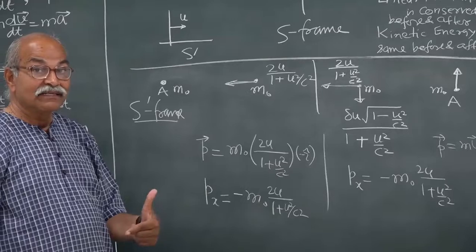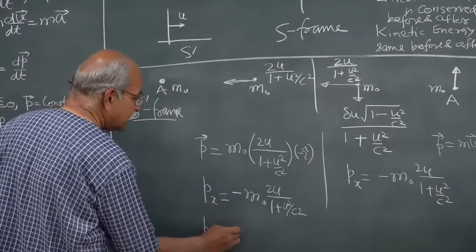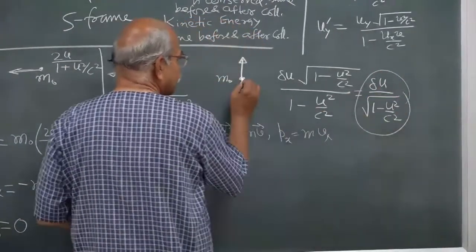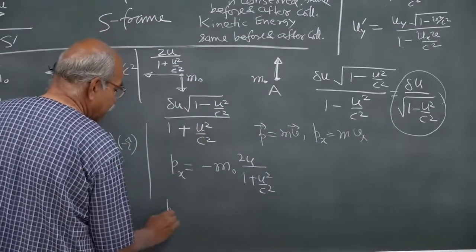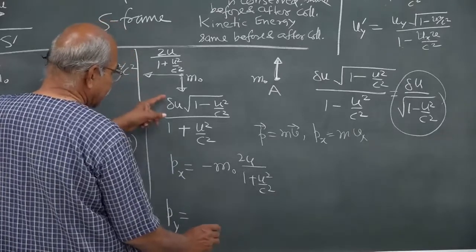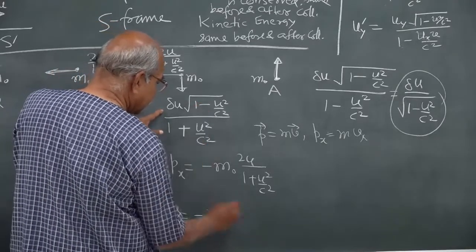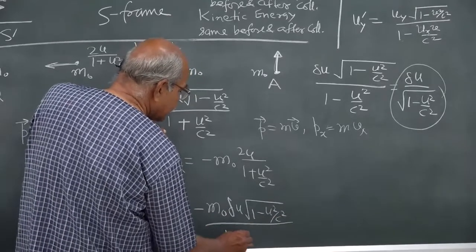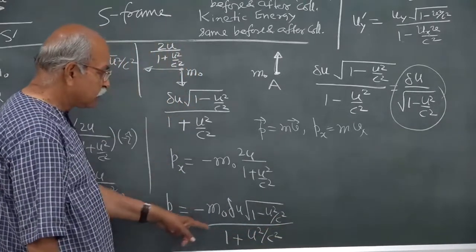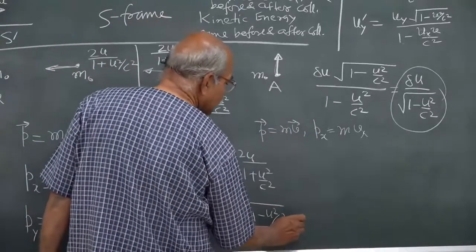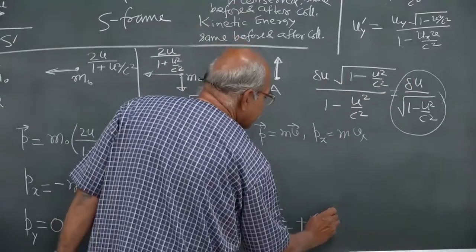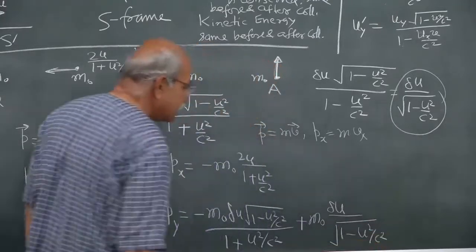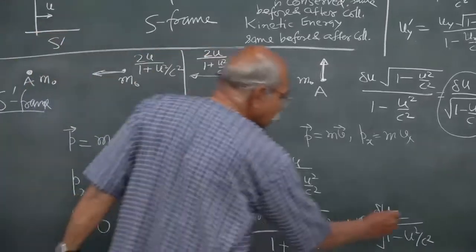What about the y component? The y component here is 0, and the y component here is not 0. Look at the velocity here. This is the speed, this is the y component, and this is the y component. So py does not come out to be 0. It will be minus m naught times delta u and square root of 1 minus u square by c square divided by 1 plus u square by c square. This will be py here, and from here py is this, so plus m naught and then delta u divided by square root of 1 minus u square by c square. So you can see that this is not 0.